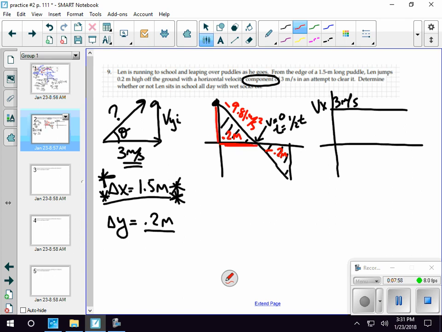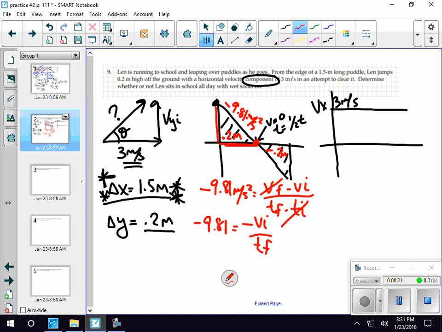All right, so let's start with what we know. We've got the slope formula, negative 9.81 meters per second squared equals Vf minus Vi over Tf minus Ti. Ti drops out because our initial time is 0. Our final velocity is 0 because that's our final velocity right there. So negative 9.81 equals negative Vi over Tf. Now we're just going to cross multiply or get Tf out of the bottom. 9.81 Tf is negative Vi. Obviously my negatives can just go away and I'll just make them positive, and that's just fine.